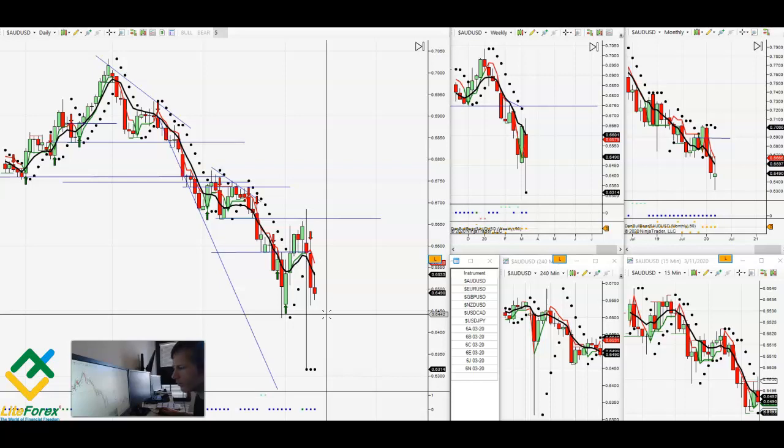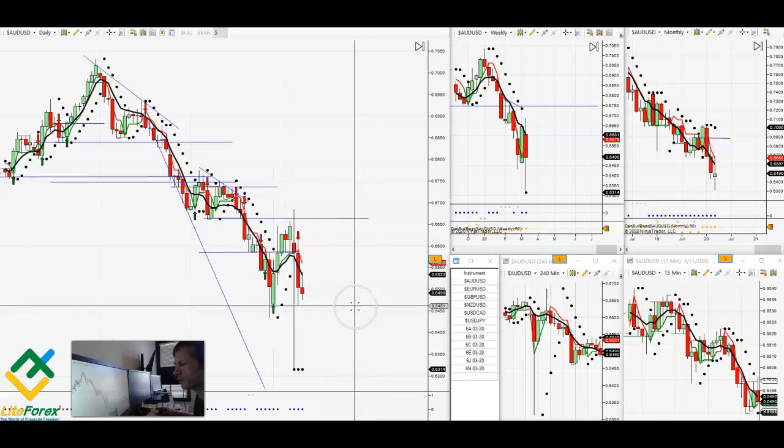I'm going to break down the major Forex pairs, starting with the Australian USD.